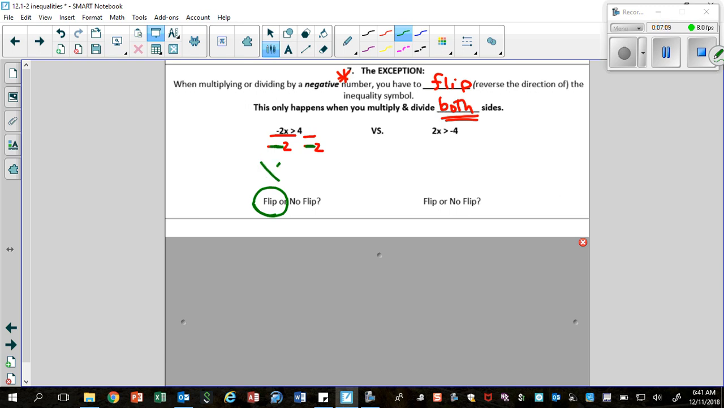So I'm left with x and negative 2 like normal. I'm dividing, canceling out, and dividing 4 divided by negative 2. But that inequality symbol is going to become a less than sign. We have to flip it because of the rule: divide both sides by a negative, flip the sign.